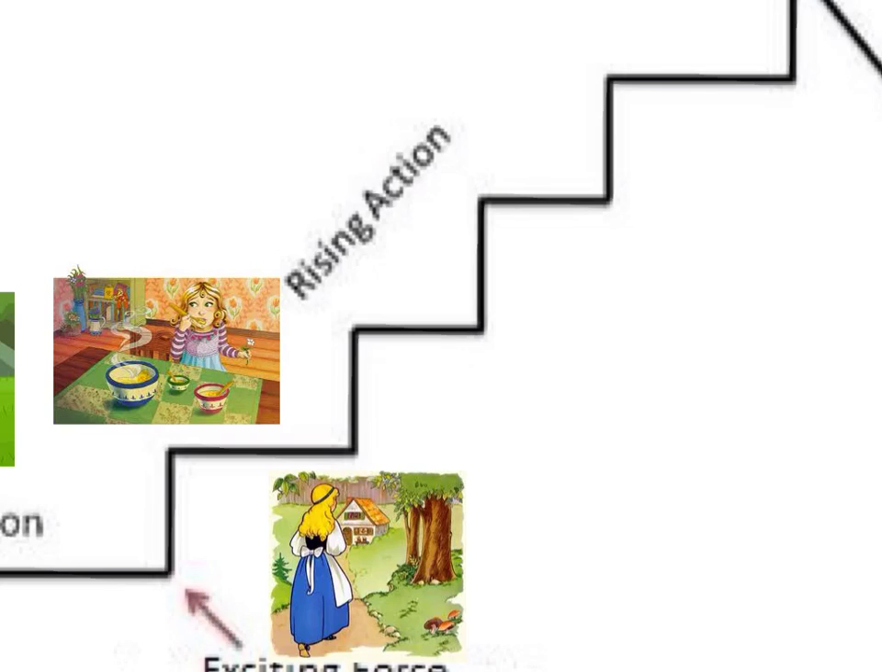So we can see here how all of these events are happening in the middle of the story. They're just showing us a little bit more about the character, Goldilocks, what she's like, what she's doing, and readers can start to anticipate how this might create trouble for her.